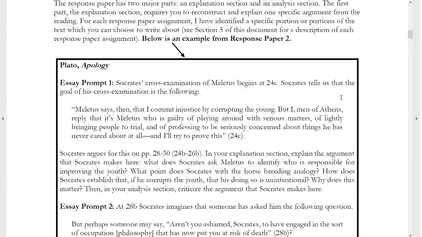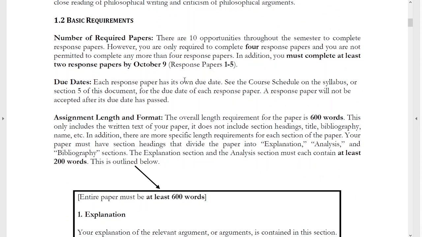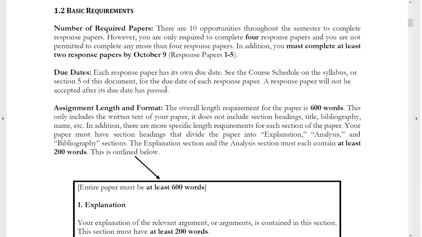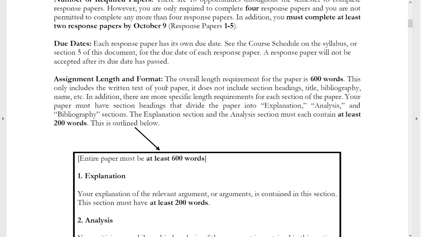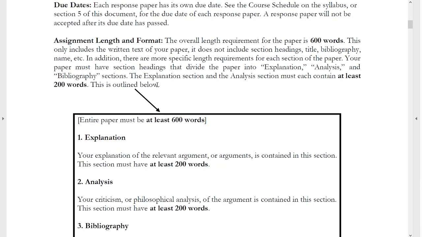Okay, so in terms of basic requirements, let's talk a little bit about the assignment length and format. So first of all, the overall length requirement for the paper is 600 words. And what is included in that 600 words? All the real written content, right? So not the title, not your name, not the things in the bibliography section, not the section headings. That's the stuff that's actually written, the written content of the paper.